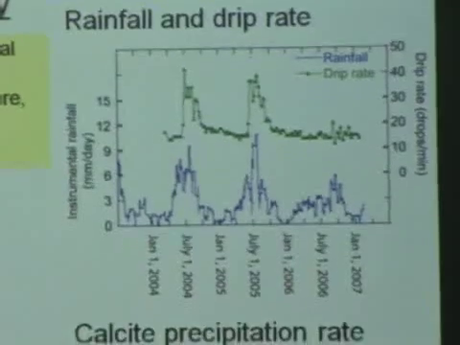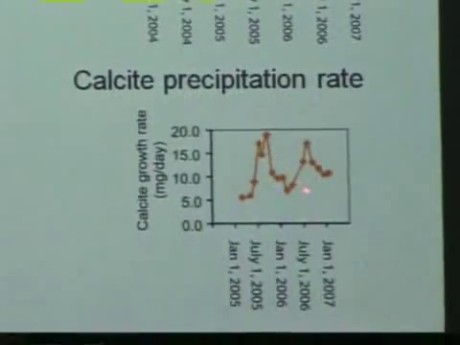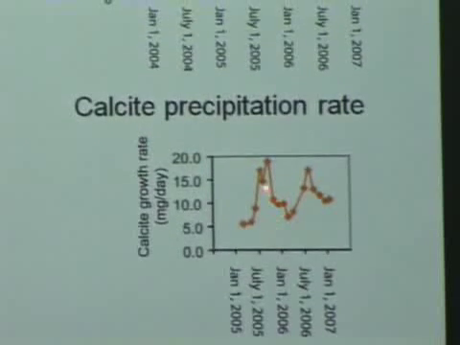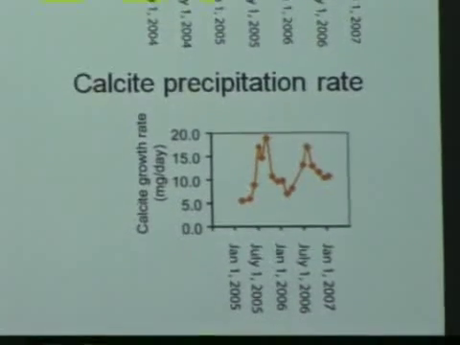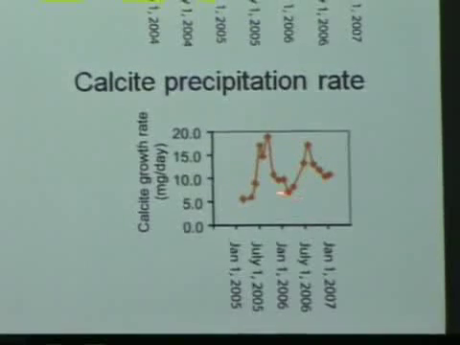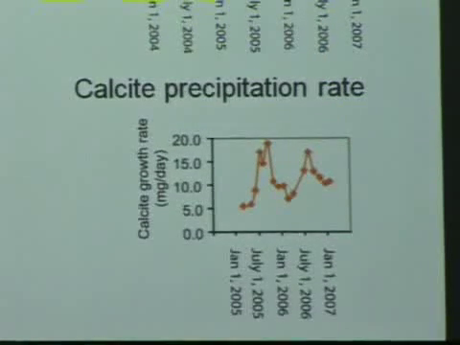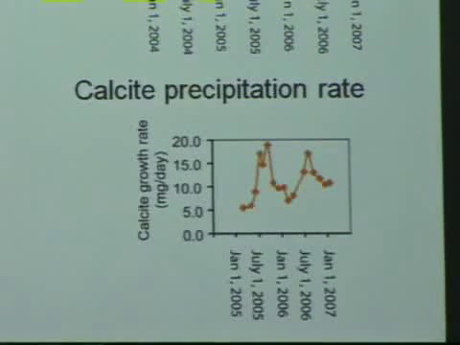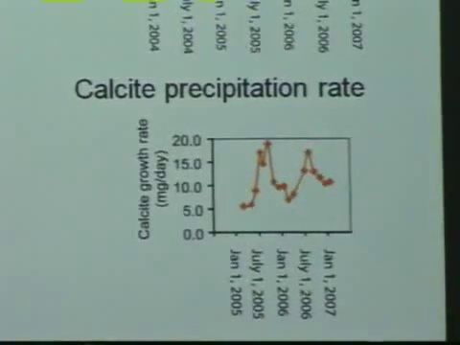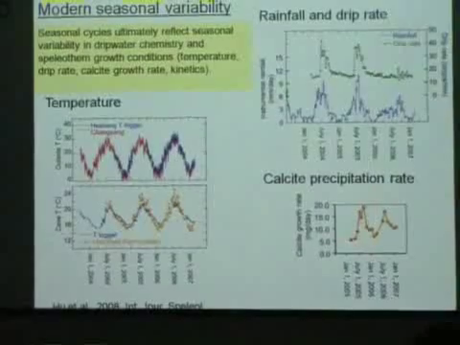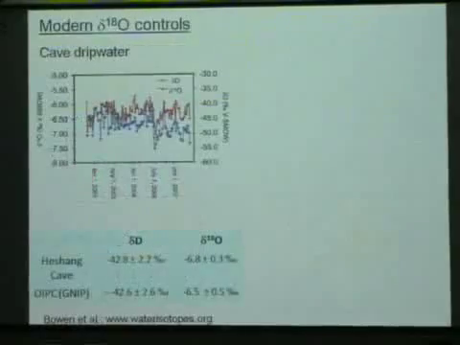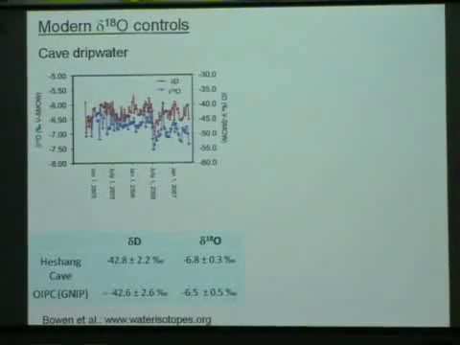We also see a seasonal cycle in the growth rate of calcite in the cave, which we think is largely controlled by temperature, not by drip rate, because we still see this peak in that summer when we didn't have a drip rate peak. So that's one useful thing with having these different measurements in the cave. We can rule out some of the controls.